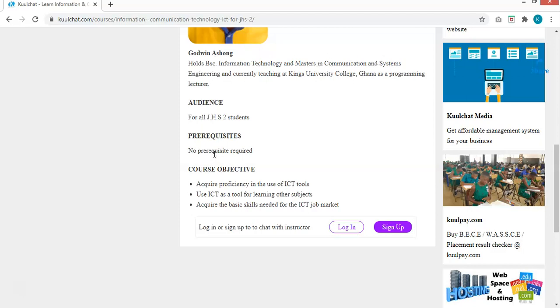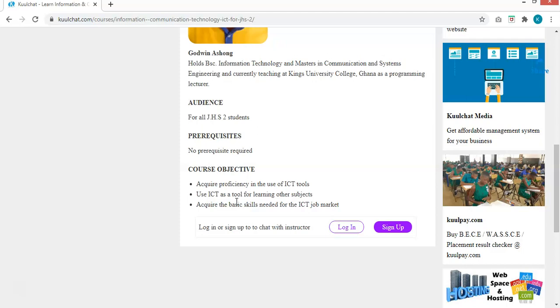Then the same course objective as J.H.S 1: you should be able to acquire proficiency in the use of ICT tools. You should be able to use ICT as a tool for learning other subjects. By the end of your ICT courses in the J.H.S, you should be able to acquire some ICT knowledge, and you should be able to at least work as a secretarial. You can do secretarial works like typing. You should be able to access email. You should be able to log into email. You should be able to do documentation and stuff.